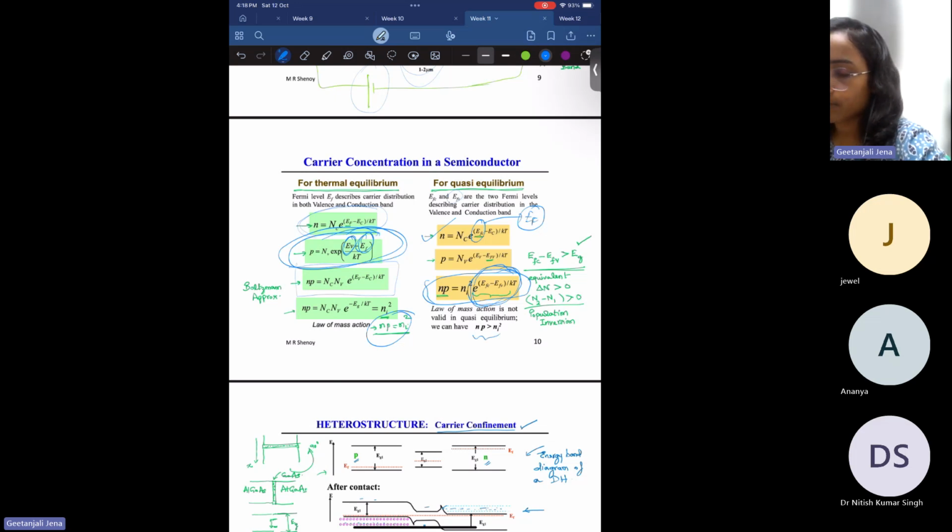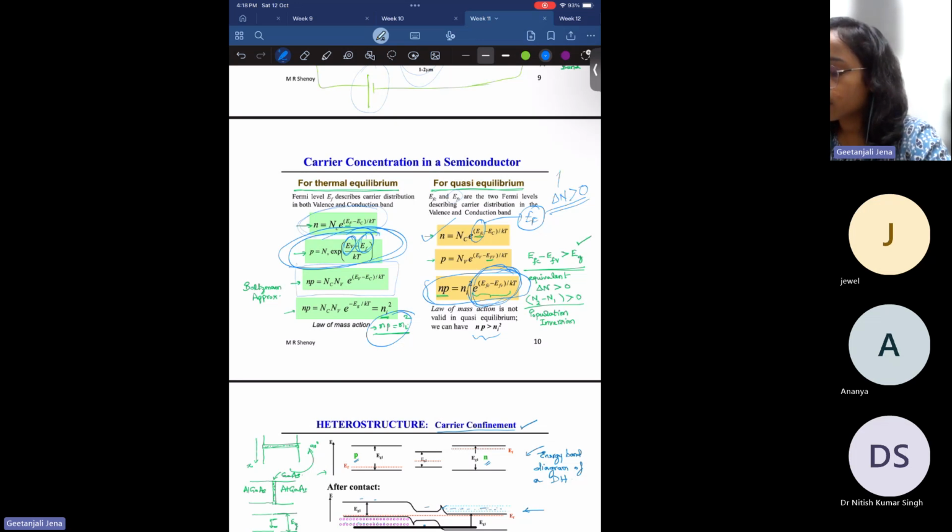So we always have np greater than ni squared for the quasi-equilibrium condition case. If you're given this type of semiconductor, what is the condition required for laser action? If you recall, for a laser to lase, the population inversion condition should be valid. That is, delta n should be greater than 0, that is n2 minus n1 greater than 0.